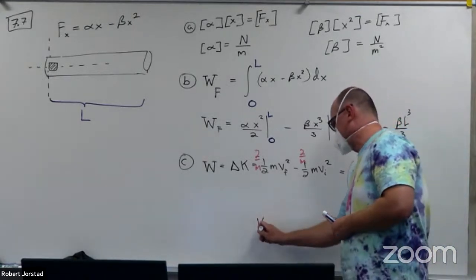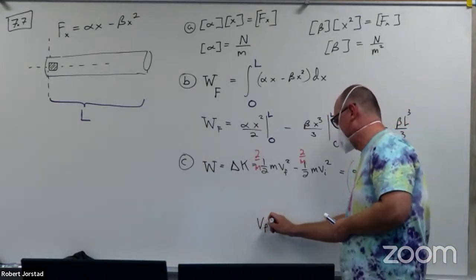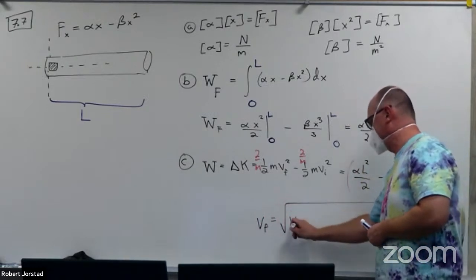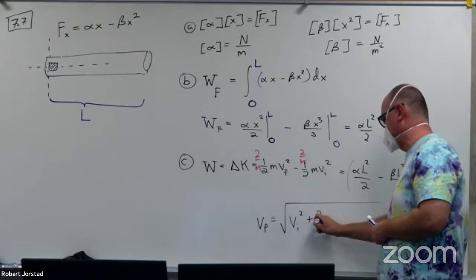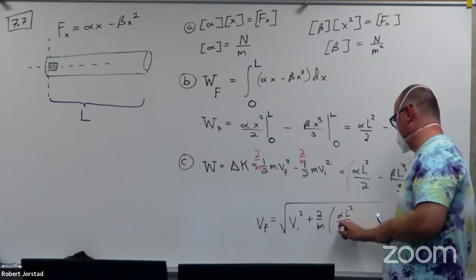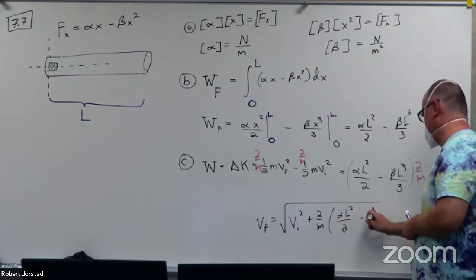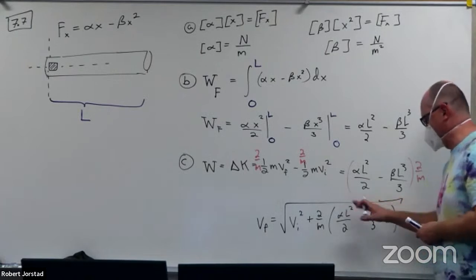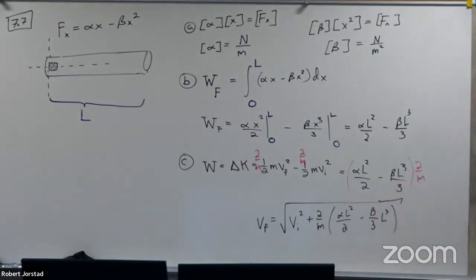Point being, we get something that looks like this. V final is equal to the square root of V initial squared plus 2 over m times alpha L squared over 2 minus beta over 3 L cubed. If you're wondering how I got there, I could show you later. Let's not focus on that. This is what I want to focus on.